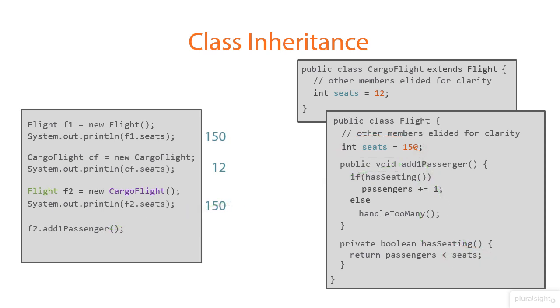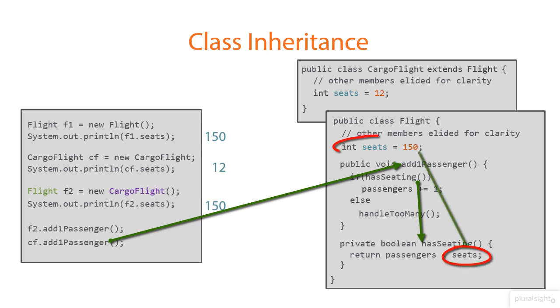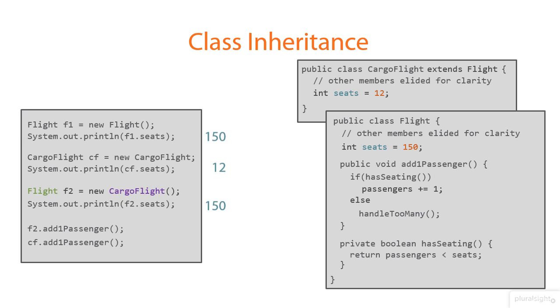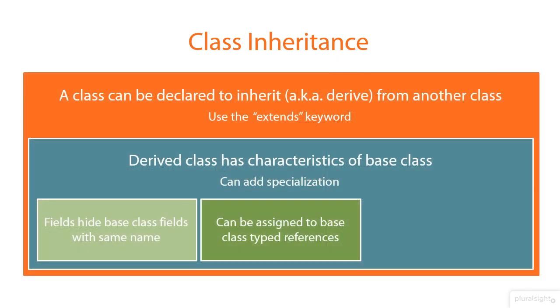Now, this is not limited to the scenario where the reference is of type flight. If we were to say cf.add1passenger, and CF is of type cargo flight, again, because add1passenger calls hasSeating and hasSeating is implemented inside the flight class, it would still use the value of 150. Because within that method, it only knows about the fields defined within flight. So you can see this idea of hiding fields is a very dangerous thing. So I'm going to go ahead and highlight that in red.